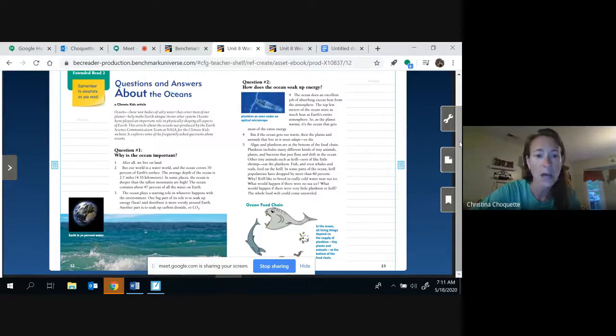So it says our world is a water world. And it gives lots of evidence to support that. The ocean covers 70% of the Earth's surface. The average depth of the ocean, that's how deep it is, is 2.7 miles. And in some parts, the ocean is deeper than the tallest mountains. And the ocean contains 97% of all of the Earth's water. Lots of evidence to support why our world is essentially a water world.